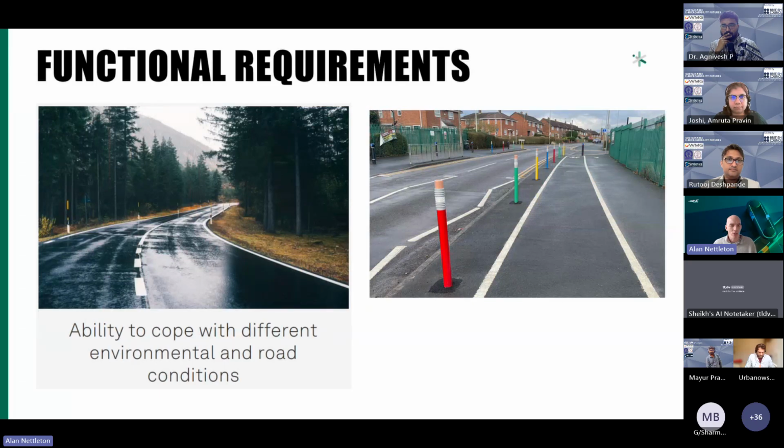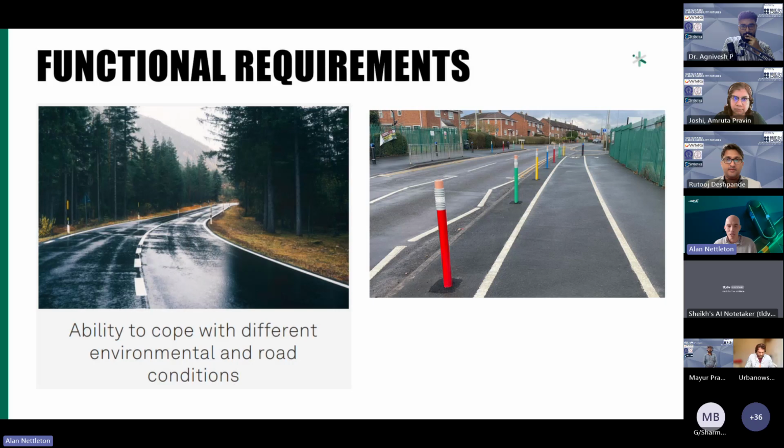So the first one was being able to cope with different environmental and road conditions. The example of the road on the left would be unsuitable for micromobility vehicles if it's a high-speed road, and there's no real option. There's a lot of talk within design guides about segregation. Can we incorporate segregation? This is often a lot easier said than done, particularly for long continuous journeys, which has been a long challenge for bicycles in the past, but now becomes more important with micromobility vehicles as well.